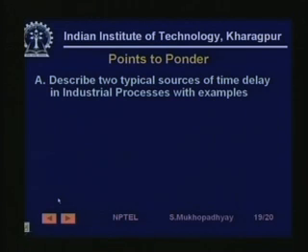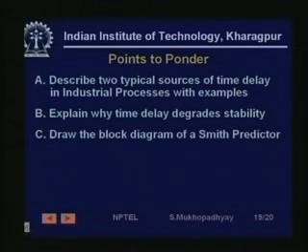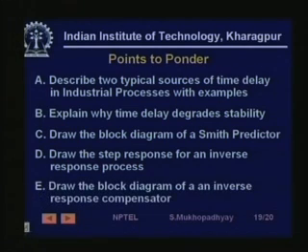You can describe two typical sources of time delay in example industrial processes. Give your example, explain why time delay degrades stability, and try to understand it. Draw the block diagram of a Smith predictor. You should be able to do this after this lesson. Also, the step response for an inverse response process, and finally the block diagram of an inverse response compensator.